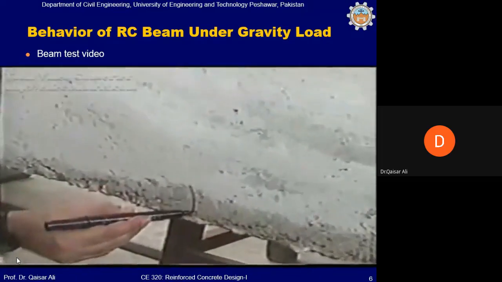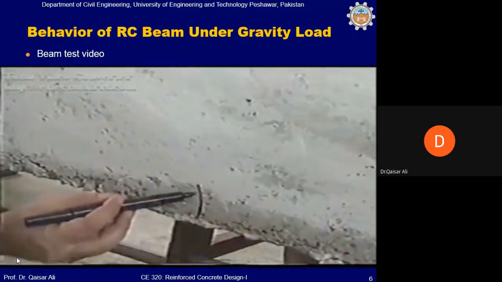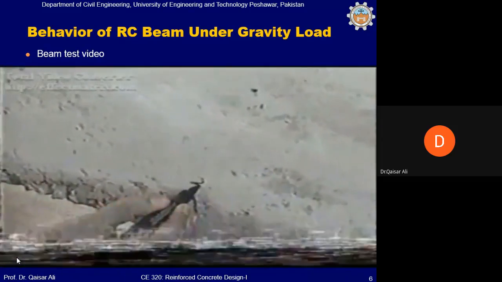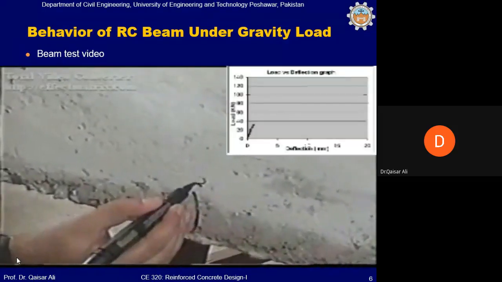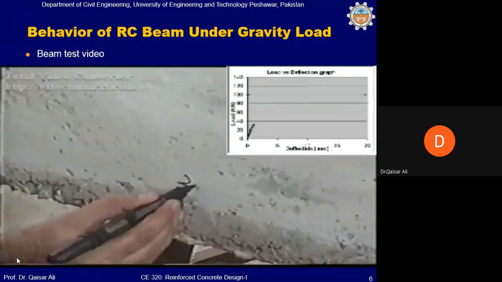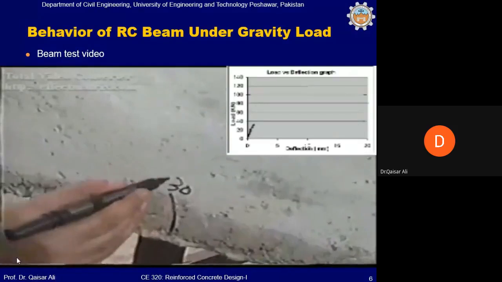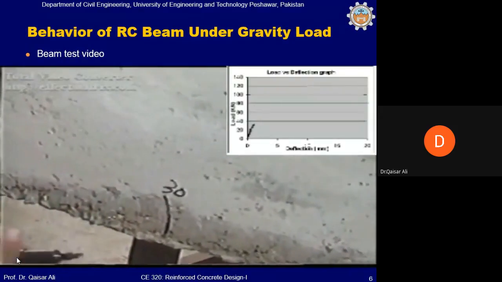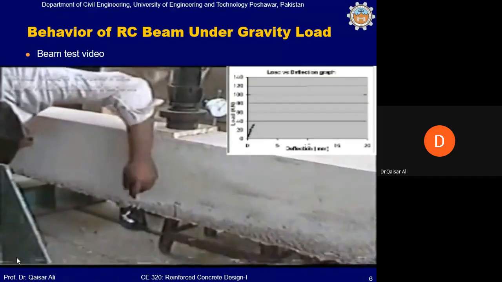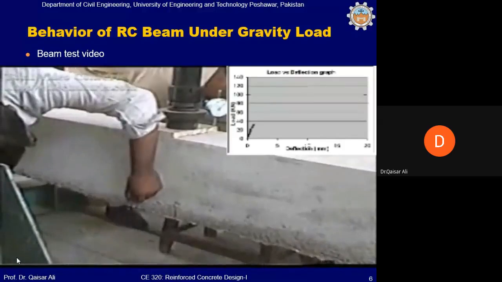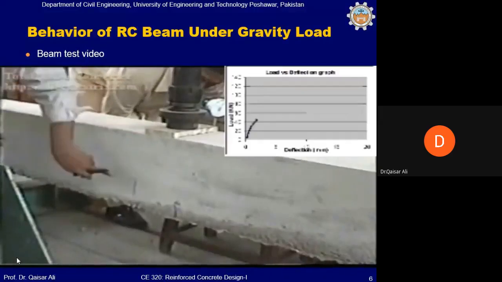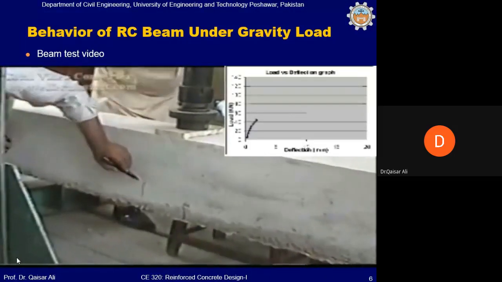So the crack will be marked by a black marker, as you can see, and on the top of the crack, the load at which the crack has appeared will be written. This is a general practice in research, that the load at which the crack appears is written on the top of the crack. So this crack has appeared at a load of 30 kilonewton. Okay.